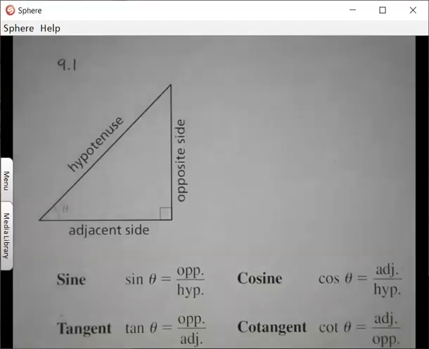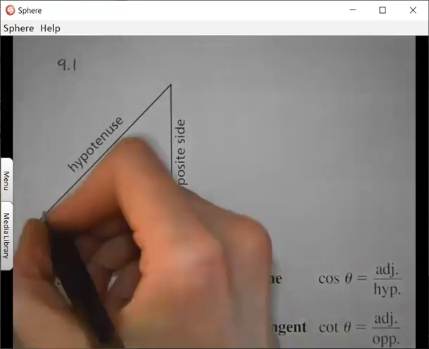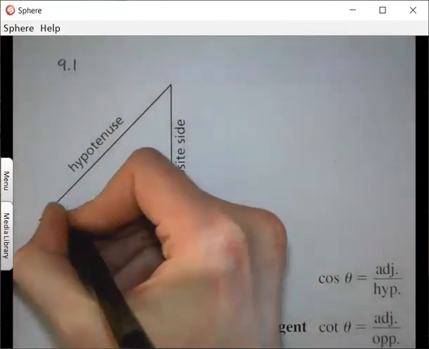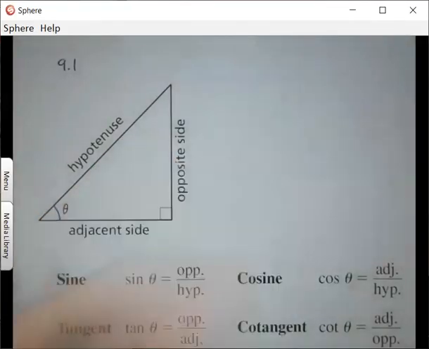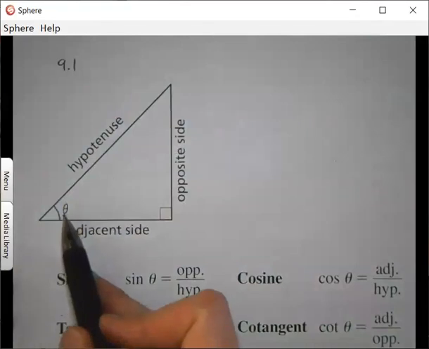All right, so section 9.1, we're going to talk about the 6 trig functions. So hopefully this is a bit of a review. The trig functions are a way to relate the angle of a triangle, the measure of an angle, to the measure of its sides. So we need to have some angle. This is the Greek letter theta.